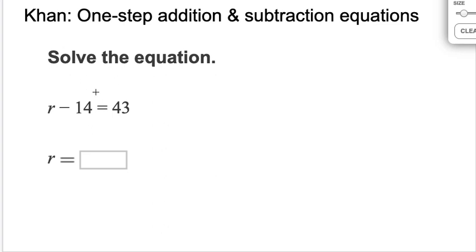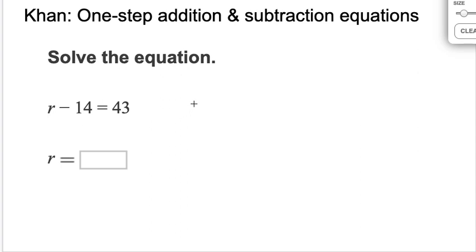As we go through these and solve these, when it says solve the equation, we're looking for the value, in this case for our variable r, that makes this equation true. So we need an r, a value that when we take 14 away from it, we get 43. So we need an r that is 14 more than 43, because we're going to take 14 away from it and it equals 43.